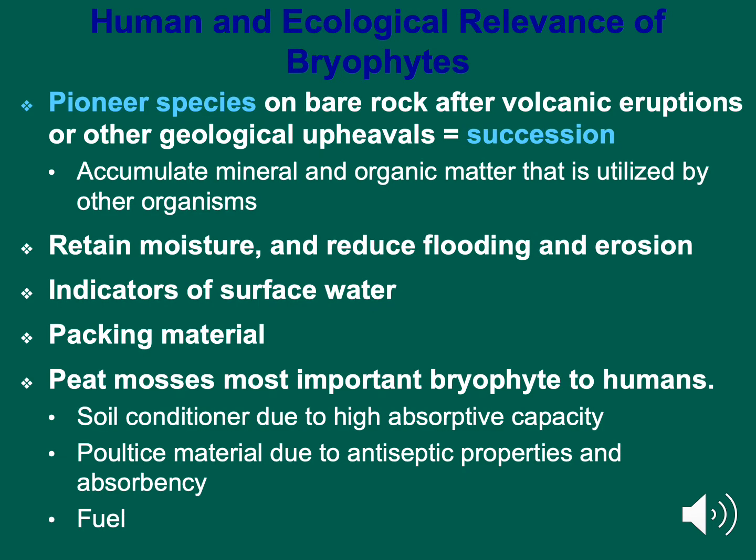Mosses are important because they are pioneer species. A pioneer species is the first species that arrives in an ecosystem after a major disturbance. They initiate the process called succession, which is basically the process of ecosystem change over time. They're an indicator of surface water, so you will not have mosses where the ground is dry.